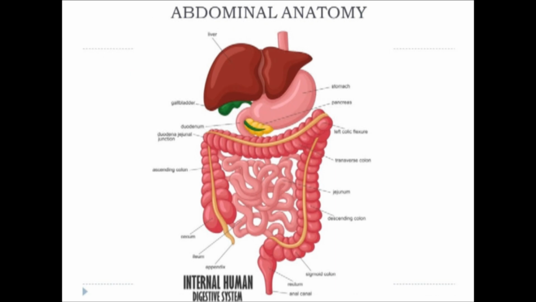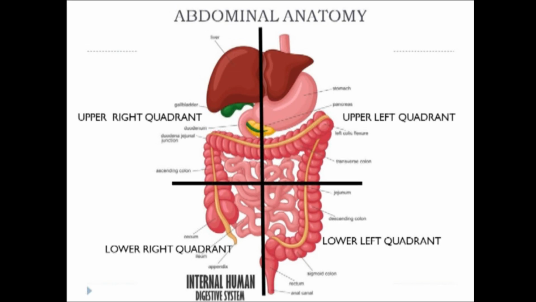The abdominal anatomy that we're looking at is better organized if we set it up in quadrants. In this manner, the physician could describe where the pain is coming from, perhaps the upper right quadrant, the upper left quadrant, the lower right quadrant, or the lower left quadrant. I want to take a look at the highlights of each of these quadrants.